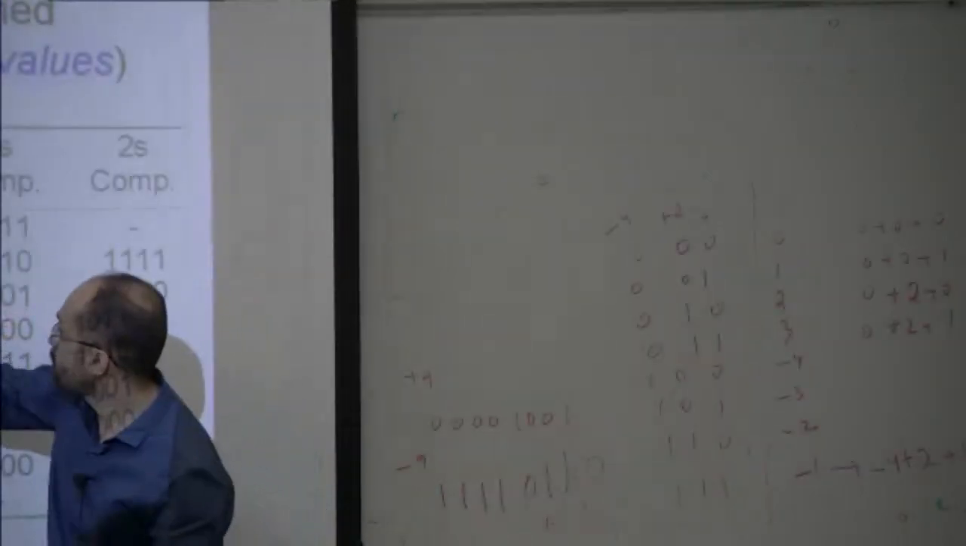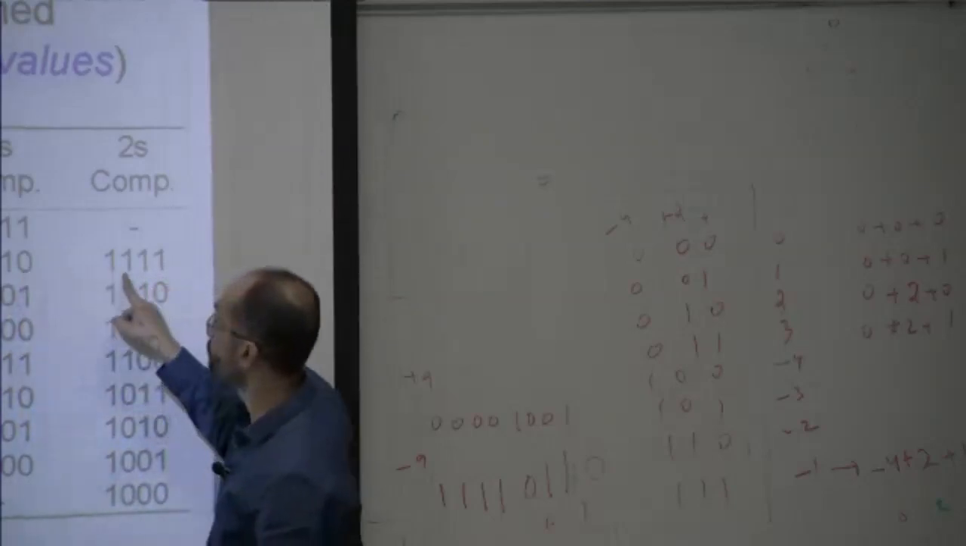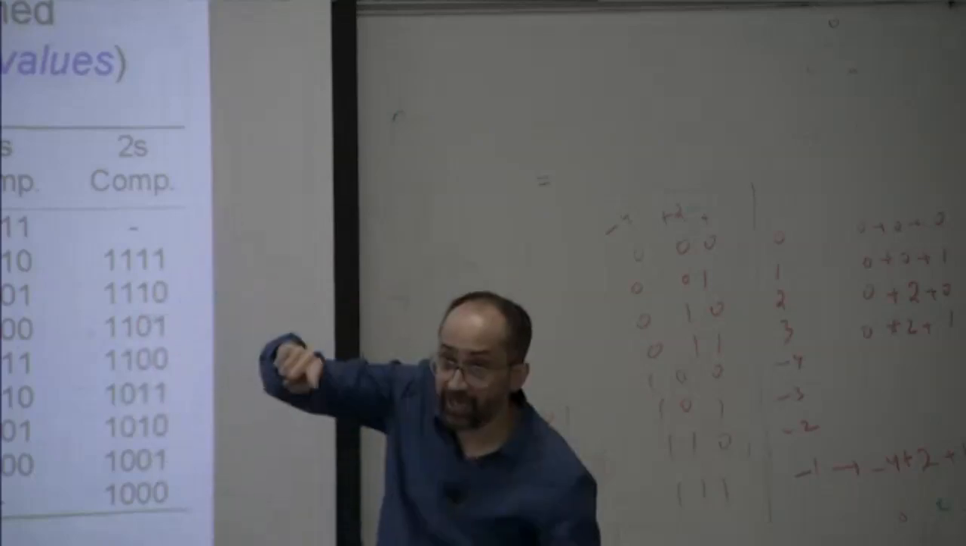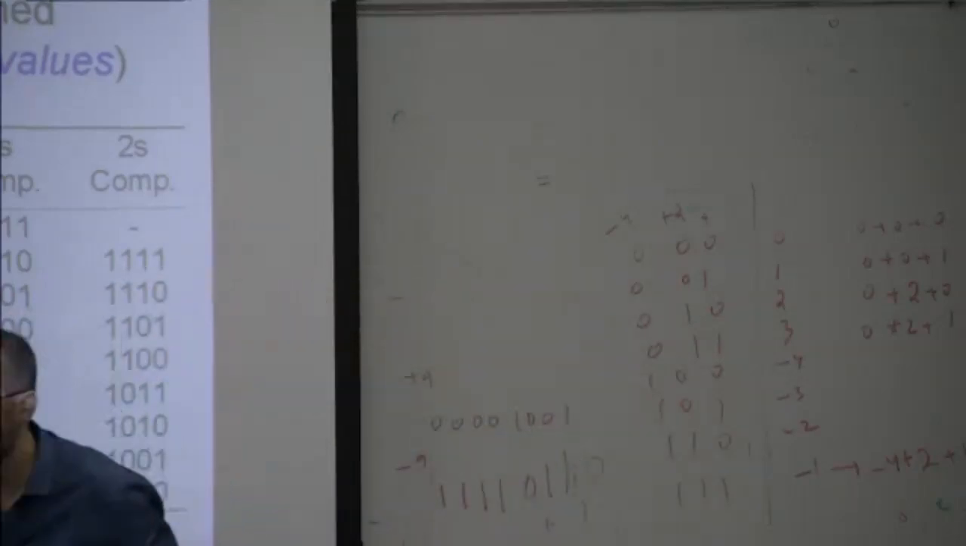So now different representation. Minus 1 is 1001 here. It is 1110 and 111 here. So these are different representations of the same data in different formats. And I'll explain this with an example.